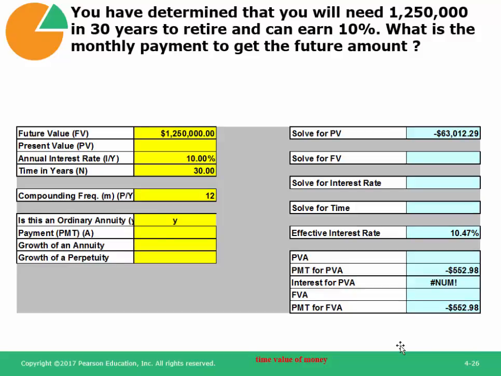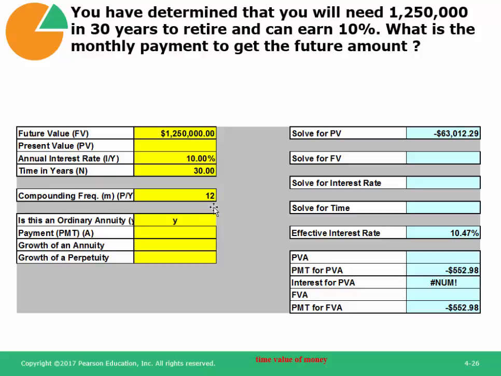So we've determined that when we get to retirement in 30 years, we need $1.25 million. And we can earn, on average, around 10% a year. What's the monthly payment we need to make to get $1.25 million? So we plug the numbers in, right? 1.25 is what we need in the future. We're trying to solve here for a payment pattern. So there's no present value. Interest rate's 10, time in years 30. And again, I'm asking for monthly payment.